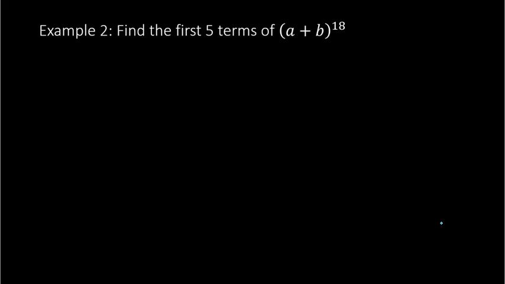Example 2. We have pretty much the same type of question as with example 1, except here the exponent is 18 instead of 14 like we had for example 1. And here we're told just to find the first 5 terms. So we're not going all the way to the end, we're just finding the first 5 terms.